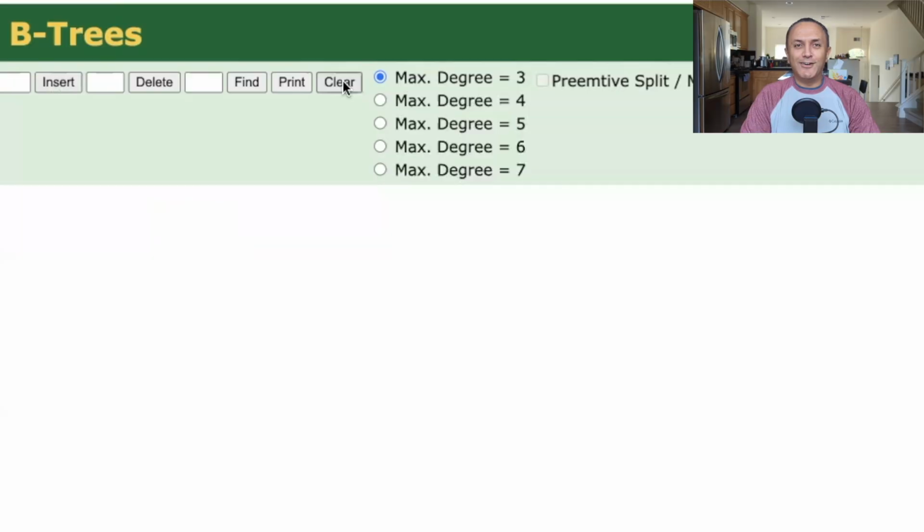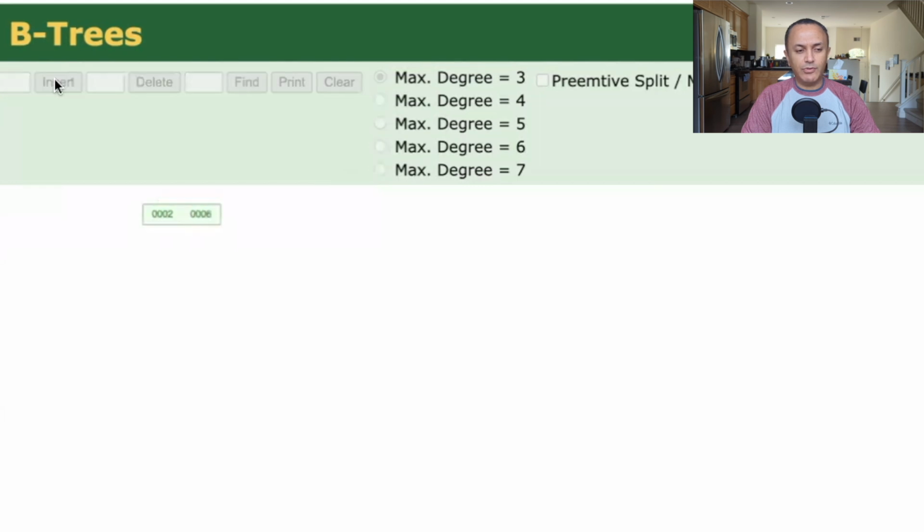So, let's see. All right, right now we have maximum degree equals 3. This means that each node can have up to 3 children, which means that it can have up to 2 keys in the node. So let's see what happens. Let's insert, for example, the key of value 2. Since this is the first node in the tree, we just created a new root. Now, if we insert 6, 6 is greater than 2.